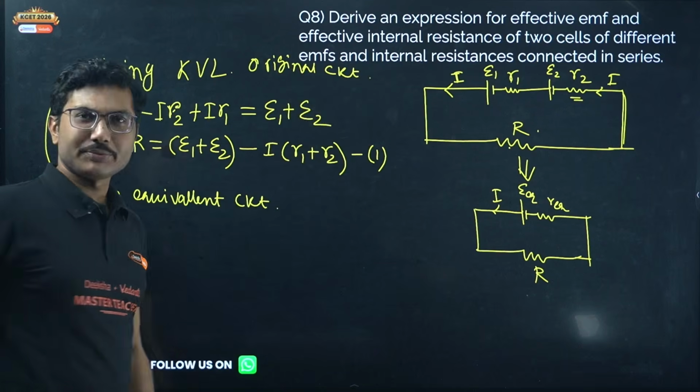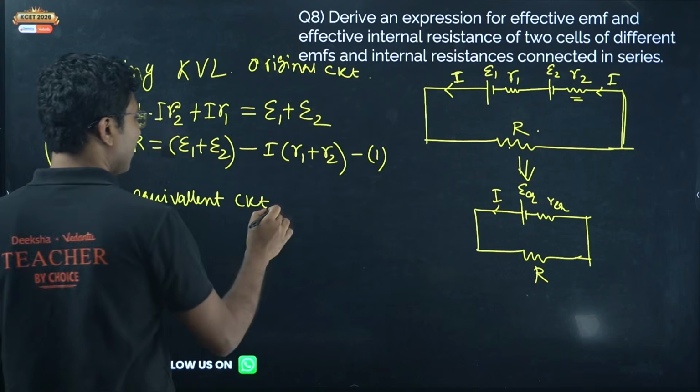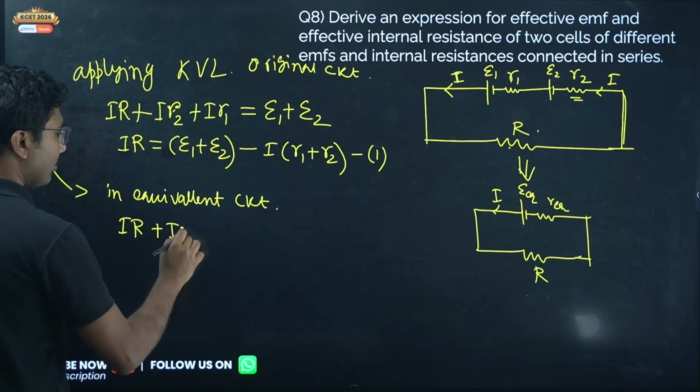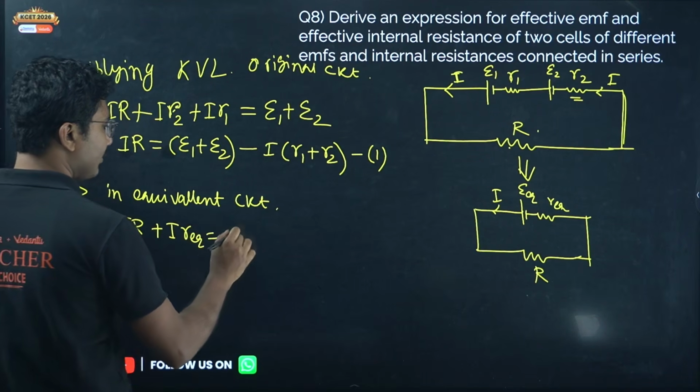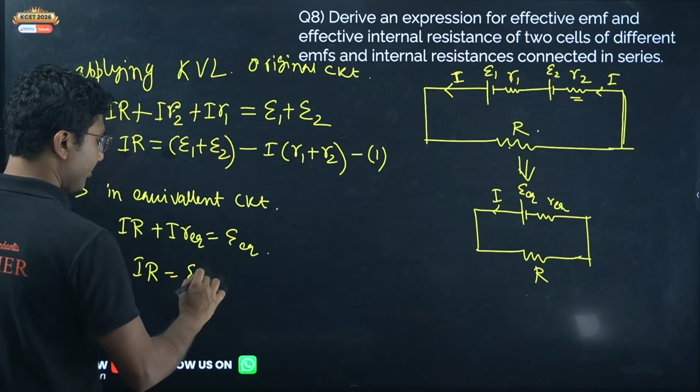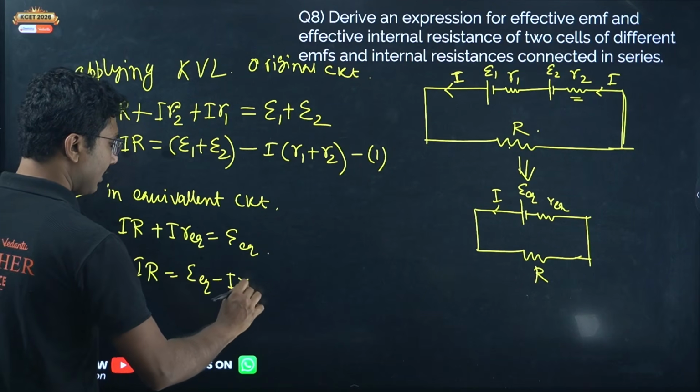CKT is the short form of circuit. In the equivalent circuit, what do we get? IR plus I into R equivalent equals epsilon equivalent, or IR equals epsilon equivalent minus I into R equivalent.